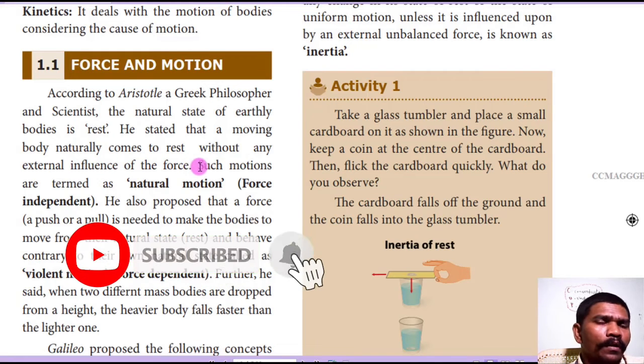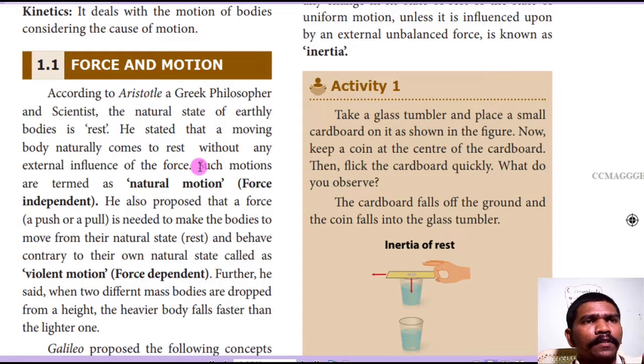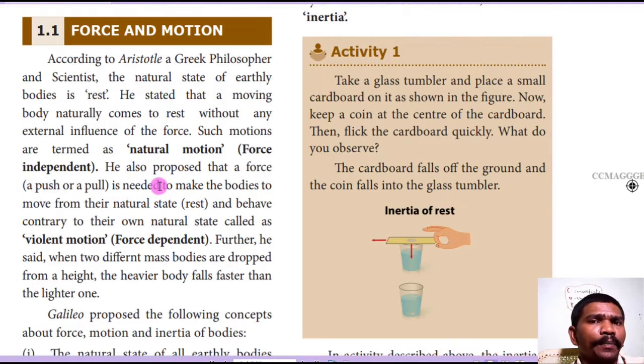So when you throw a ball, it will go and stop at one place. A moving body always comes to a rest position without any external influence of force. Such motion is said to be natural motion, that means force independent. Without force, it is going to stop. Next, he proposed that force, that means push or pull, is needed to make a body move from its natural state. Behaving contrary to its own natural state is called violent motion. That is, violent motion is force dependent. When we are giving a force, it is moving.